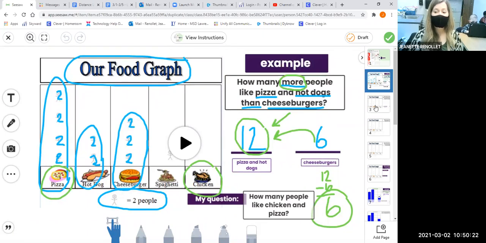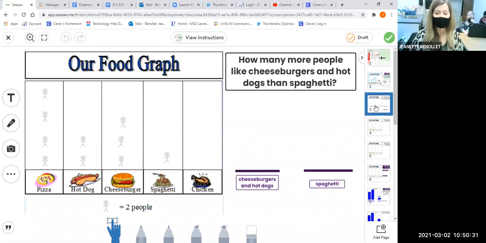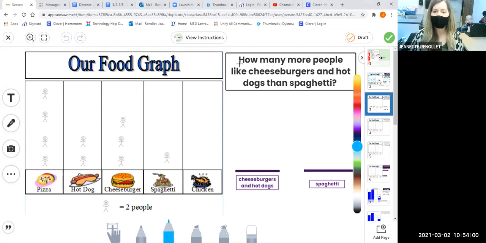On slide 2, we saw an example of what we're going to do today, including asking a question about a graph. Go to slide 3, please. On slide 3, you're going to use the same graph. In your breakout room, I want you to complete slide 3, solving by showing your work and answering the question. On slide number 3, our question says, how many more people like cheeseburgers and hot dogs than spaghetti?